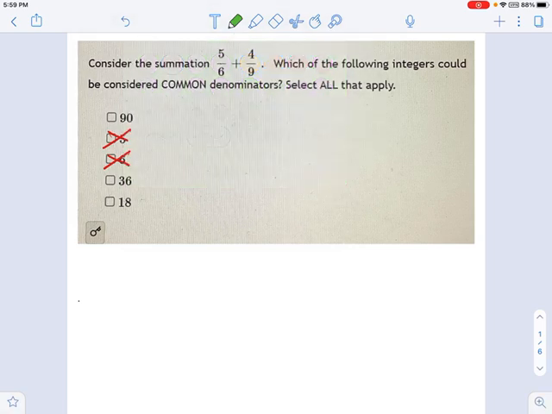So, for example, 18. Okay, 18 is equal to 6 times 3, and it's also equal to 9 times 2. So 18 is a common denominator, or it could be considered a common denominator. How about 36? Well, 36 is equal to 6 times 6. It's also equal to 9 times 4. So looks like 36 also works.